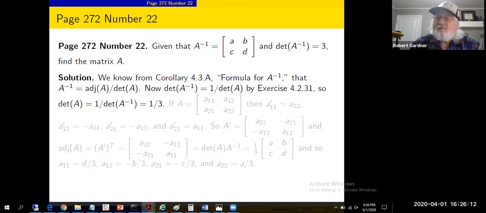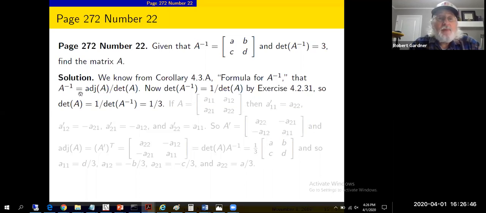It's exercise 4.2.31, I guess. Follows from the product rule of determinants. But determinant of A inverse is 1 over the determinant of A. So the determinant of A is 1 over the determinant of A inverse. Determinant of A inverse is 3, so the determinant of A itself is 1 over 3. So we get that reciprocal relationship between the determinant of a matrix and its inverse. They gave us the determinant of the inverse. We can find the determinant of the original matrix. So we got determinant of A.